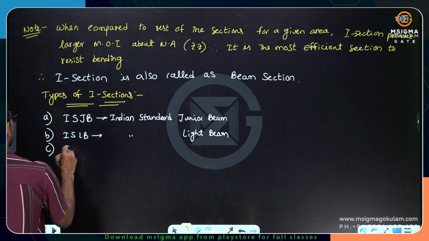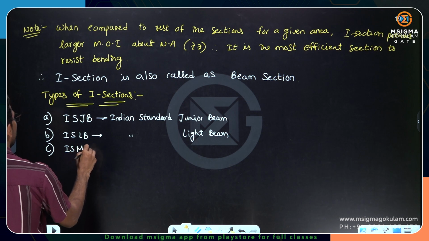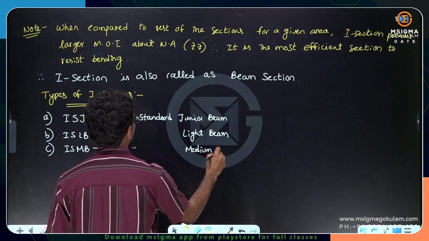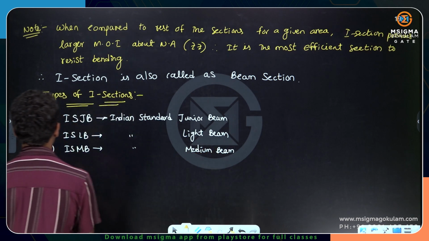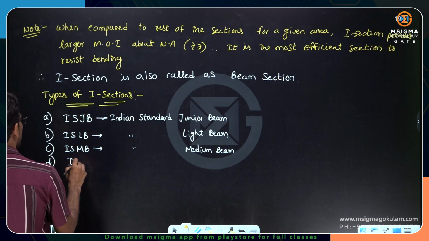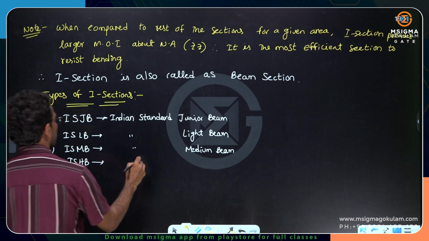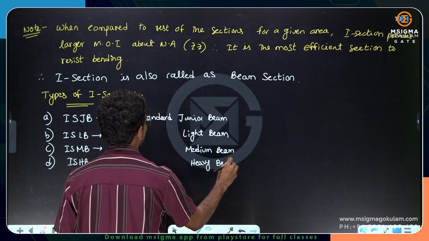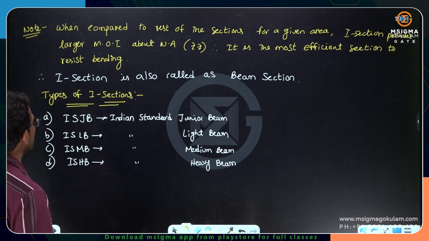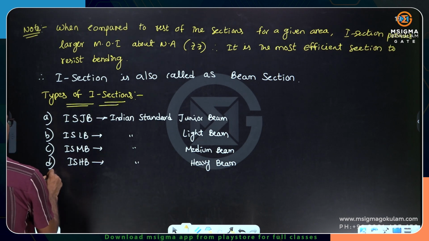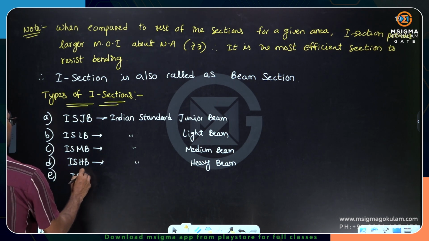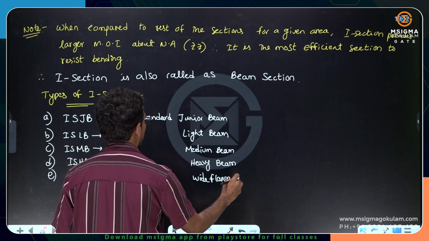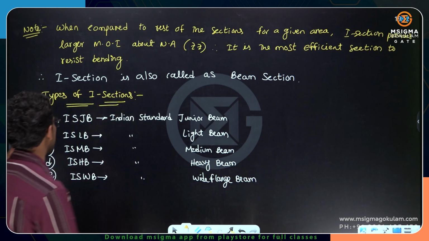And we have something called Indian Standard Medium Beam or Medium Weight Beam. And we have Indian Standard Heavy Beam, HB, also called Heavy Beam. Okay, and one more thing, the fifth section: Indian Standard Wide Flange Beam, WB means Wide Flange Beam. So these are the 5 types of beam sections that are available.